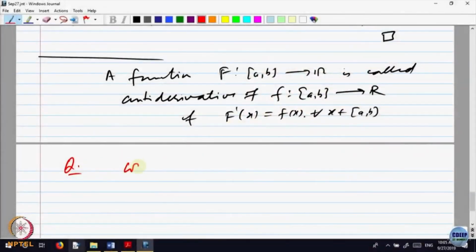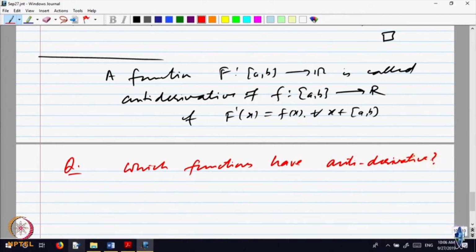You can compute. So the question comes, what are the functions which have antiderivative? What is the class of functions, or can we say that if a function has this property then it will have an antiderivative? So we want to answer that question. So the question is, which functions have antiderivatives?